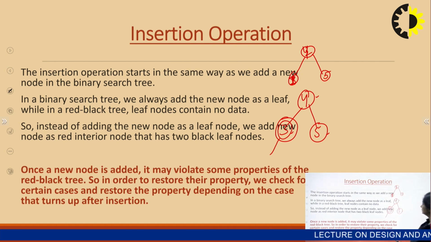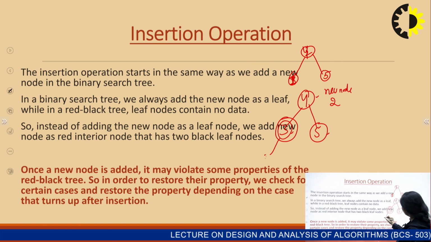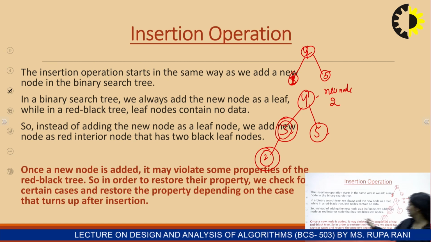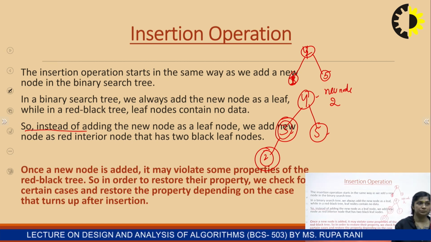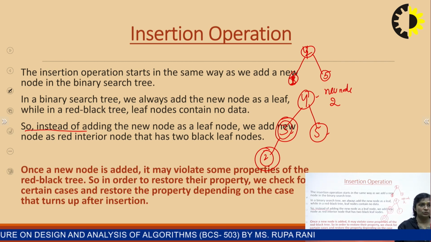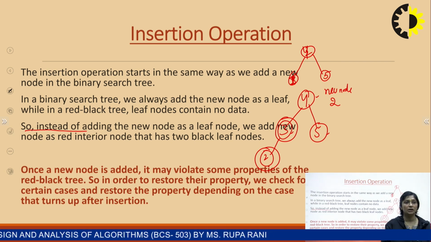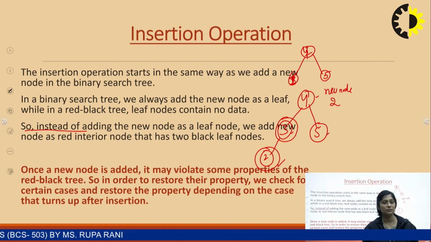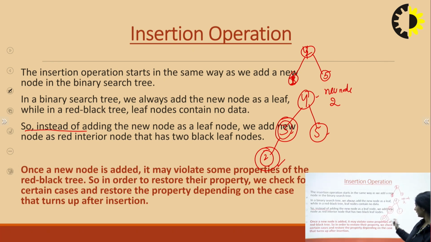Then suppose I have to add a new node. That new node is 2. When I add the new node, it will always be in red color. By this we understand that when we add a new node in red black tree, it must always be in red color. Either it violates the property or doesn't violate the property. If it violates the property, then we will understand the different cases to resolve this issue. I think this is very much clear to you all.